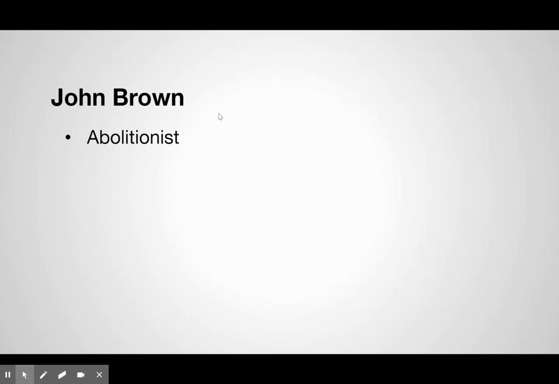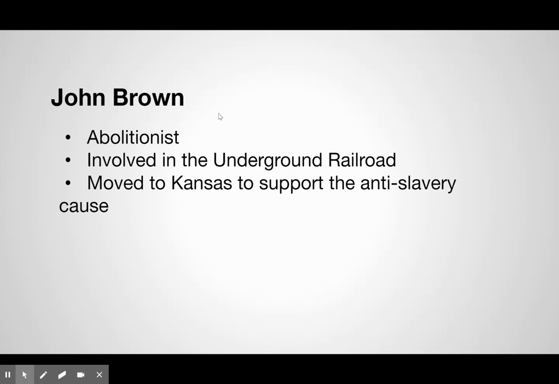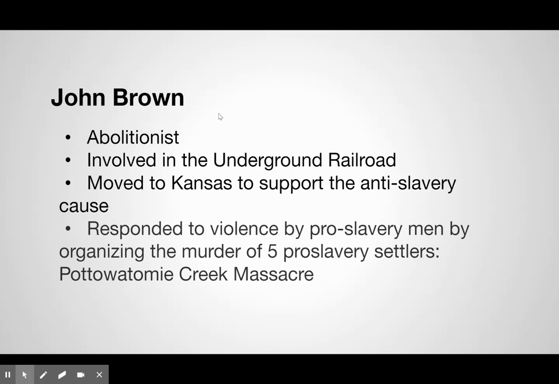So a little bit of information about John Brown. He was an abolitionist. He had been involved in the Underground Railroad, and he moved to Kansas specifically to support the anti-slavery cause. So as popular sovereignty opened up this territory, we see both pro and anti-slavery groups moving into the region. And so he kills 5 pro-slavery settlers, like I said. It was called the Pottawatomie Creek Massacre before he flees Kansas.